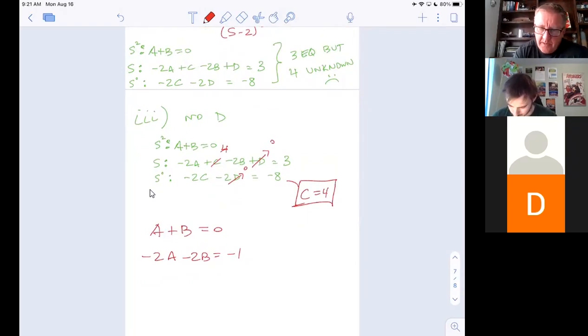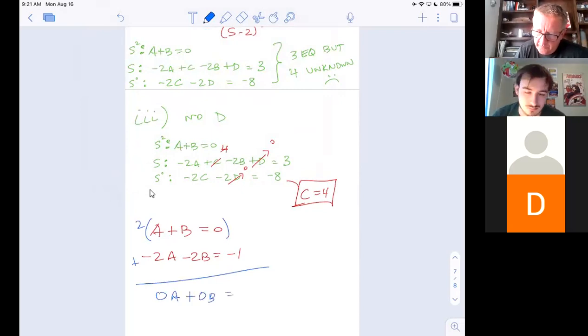Well, the same thing's going to happen that just happened a second ago. In other words, if I say, oh good, I'll multiply this by 2 and add them together, well, you end up with 0a plus 0b equals negative 1. Again, impossible.